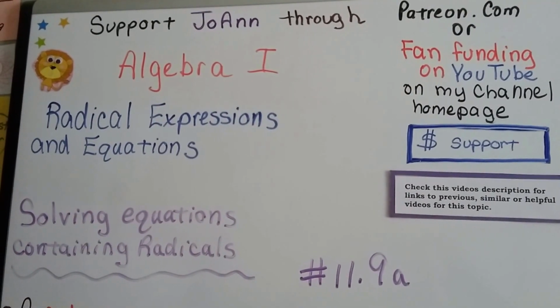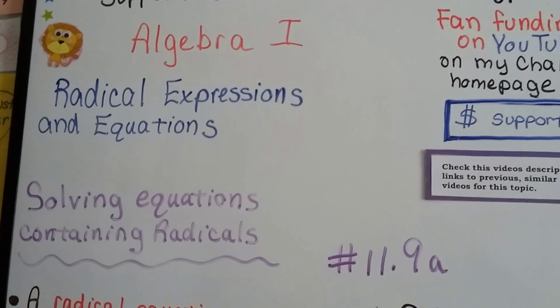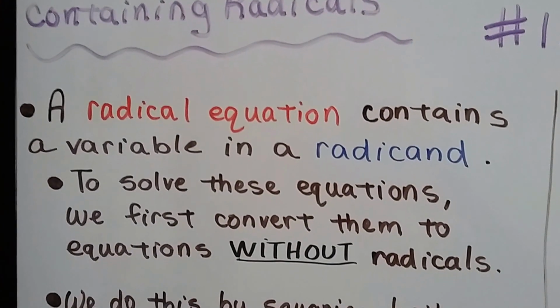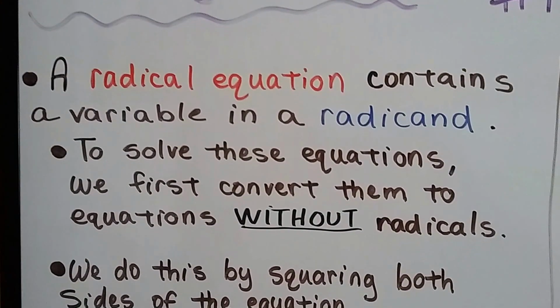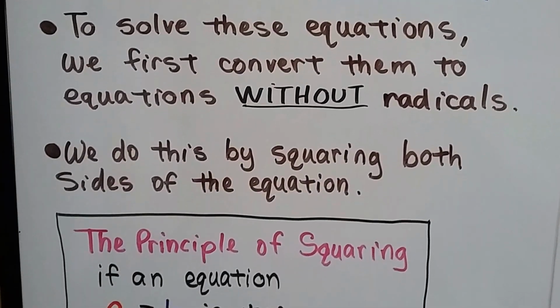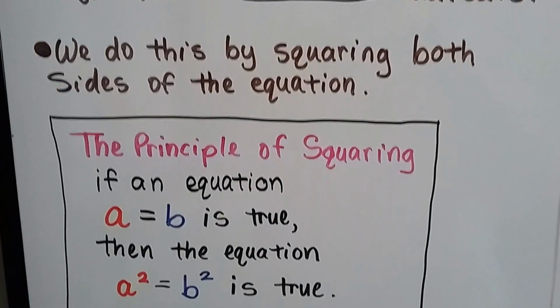Algebra I, 11.9a, solving equations containing radicals. A radical equation contains a variable in a radicand. And to solve these equations, we first convert them to equations without radicals. We do this by squaring both sides of the equation.